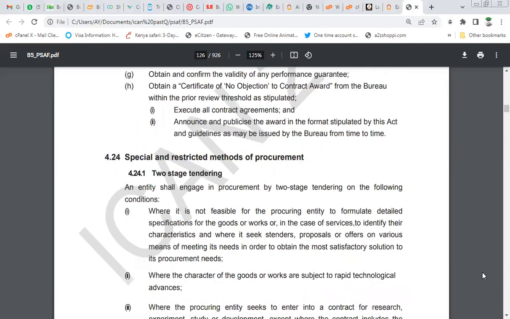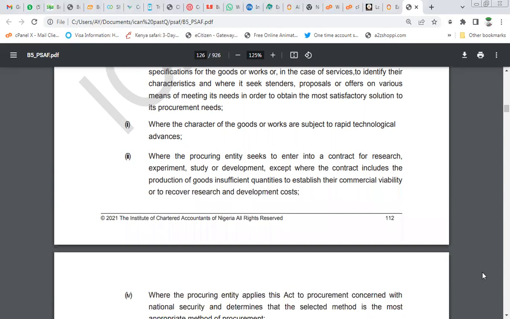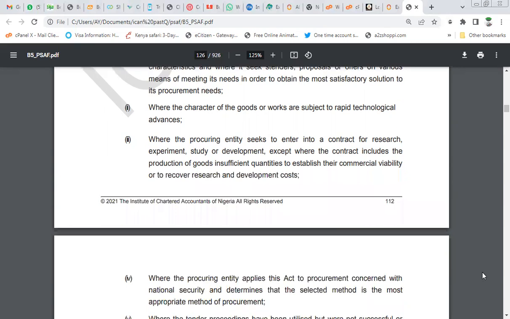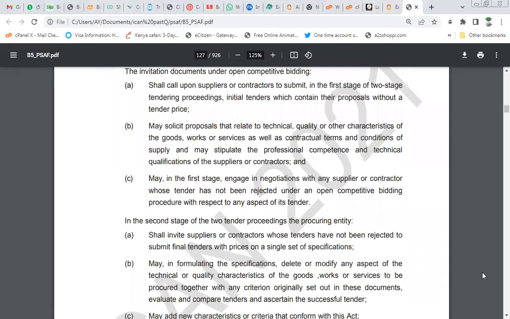What is a two-stage tendering? An entity shall engage in procurement by two-stage tendering in the following conditions. One, where it is not feasible for the procuring entity to formulate detailed specification for the goods or work, or in the case of services, to identify their characteristics, and where it seeks tenders, proposals, or offers on various means of meeting its needs in order to obtain the most satisfactory solution to its procurement need. Two, where the character of the goods or works are subject to rapid technological advances. So you read and list maybe like 3 or 5 items to form your notes also. In the second stage of the two-stage tender proceedings and procuring entities, you read that one also.